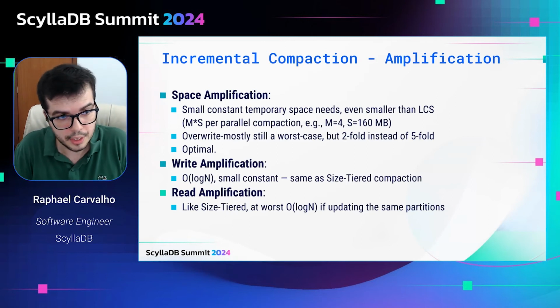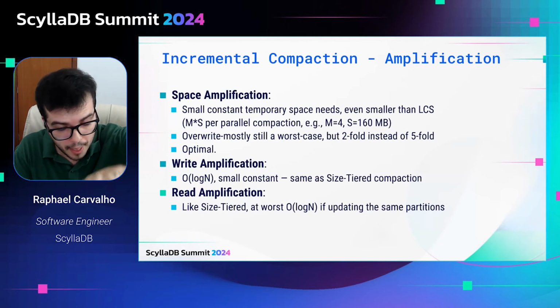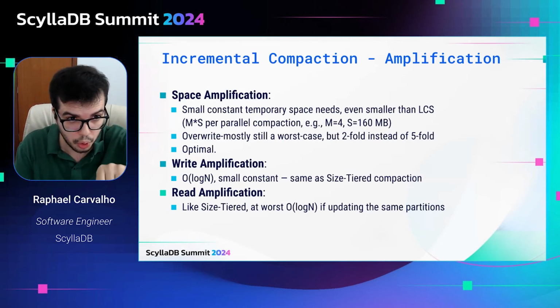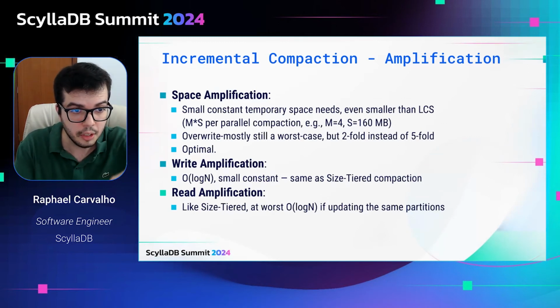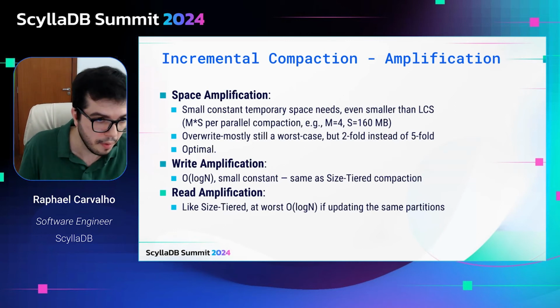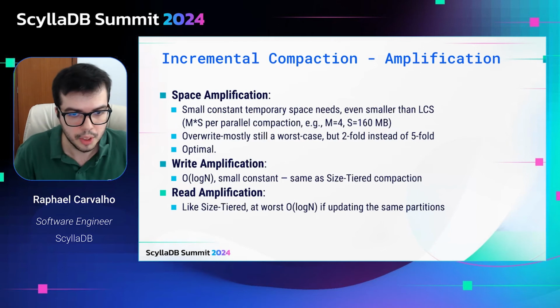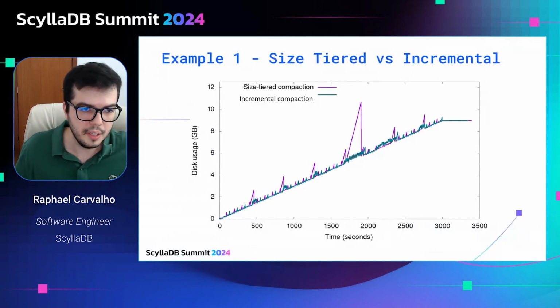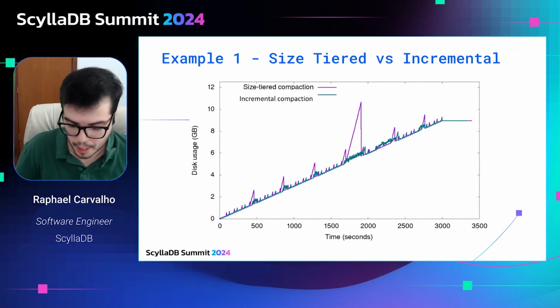The overwrite is still a worst case, but we are going to see that incremental compaction gained another feature which allows you to use it instead of leveled compaction strategy and not suffer with the overwrite problem, with the space amplification problem during overwrites. The write amplification is essentially the same as ScyllaDB, and the read amplification is also the same without SAJ, which is the feature I'm going to talk about. So you can clearly see the benefits if you compare the space usage between ScyllaDB and incremental compaction.